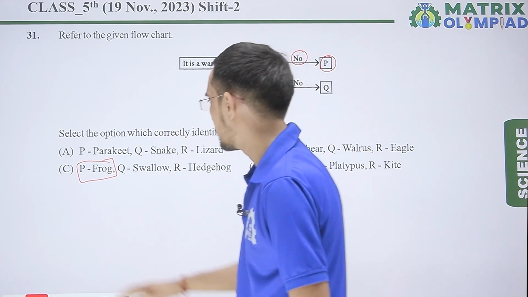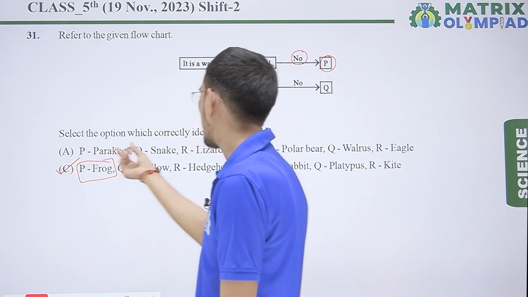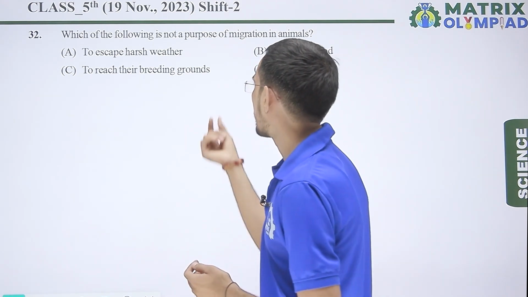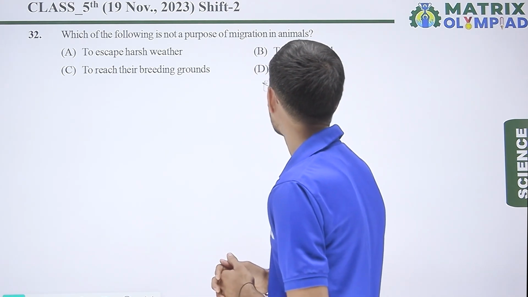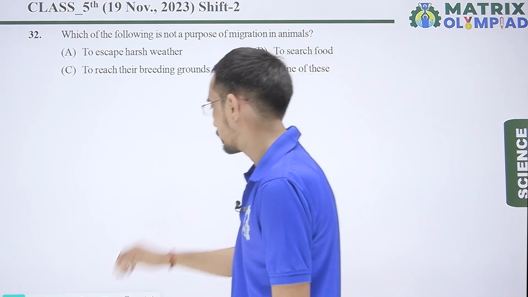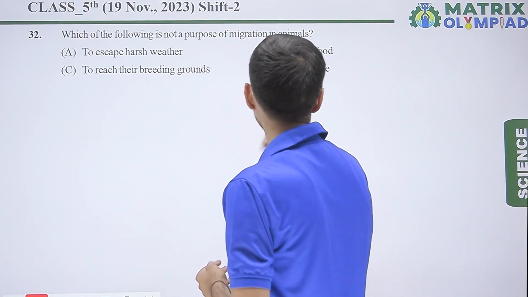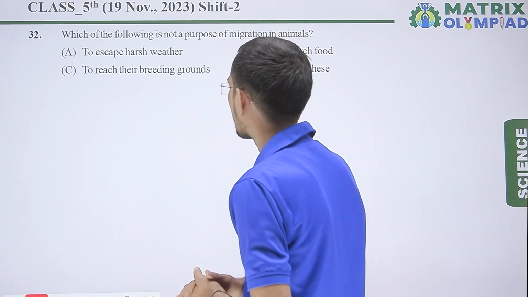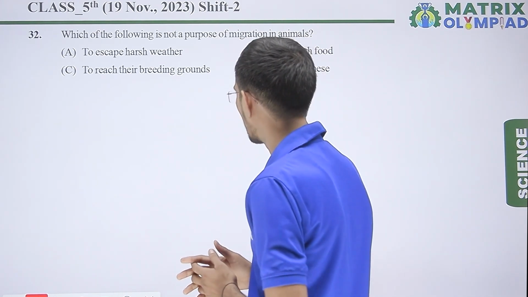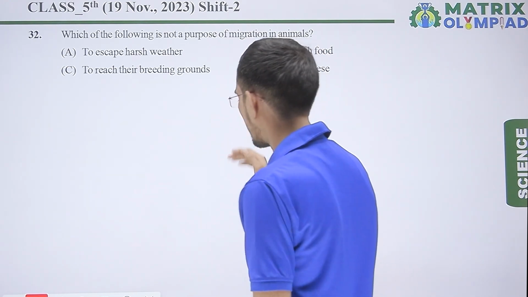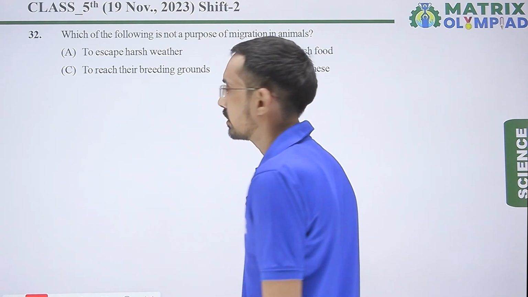So correct answer will be option C. All are warm-blooded animals. Next question. Which of the following is not a purpose of migration in animals? First one is to escape harsh weather, that is correct. To search food, it is also correct. To reach their breeding grounds, it is also correct. Last one is none of these. So correct answer will be none of these.